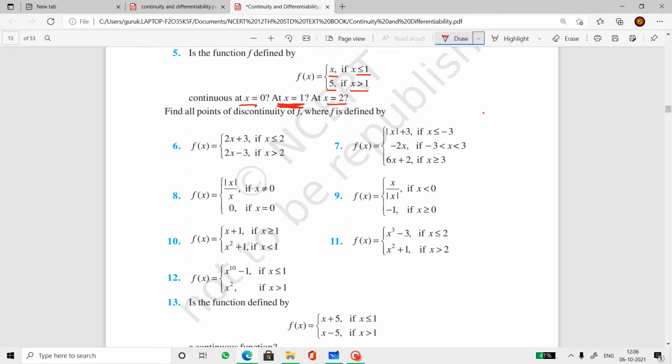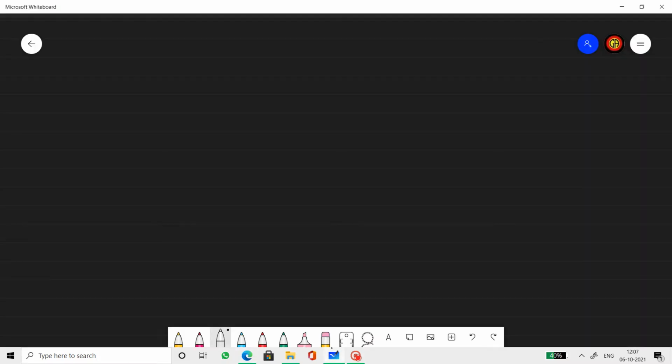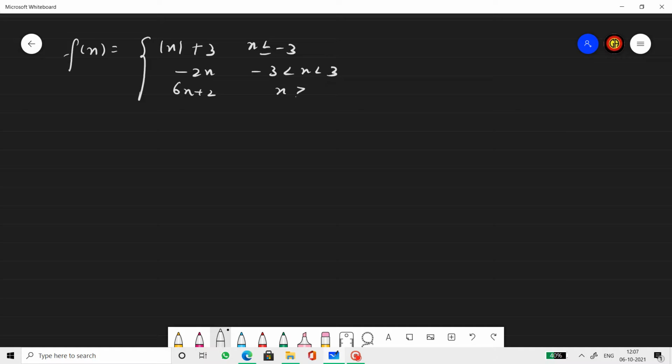So now let's start from the sixth question. As I said in the beginning, I have to be a little selective here. So I'm going to do the seventh question and the ninth question. The seventh question is f of x is equal to mod x plus 3 when x is less than or equal to minus 3, minus 2x when minus 3 is less than x less than 3, and 6x plus 2 when x is greater than or equal to 3. Right?